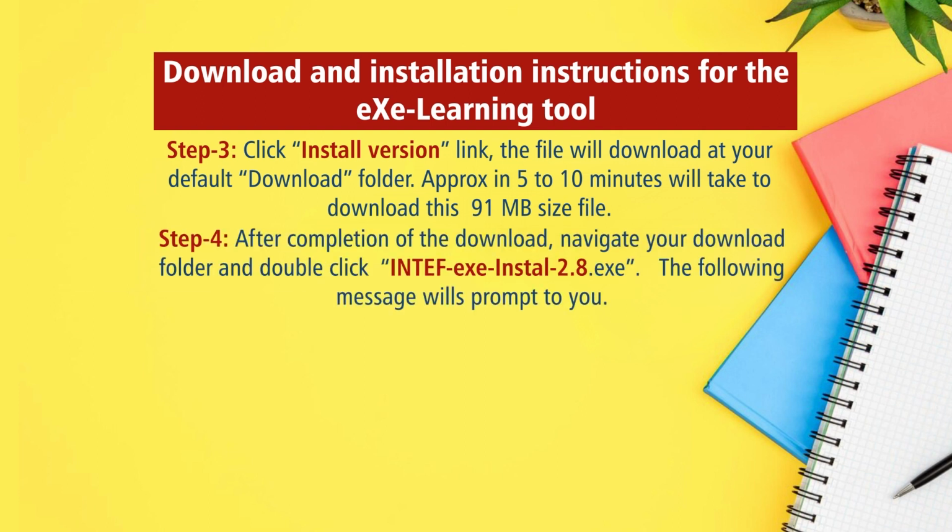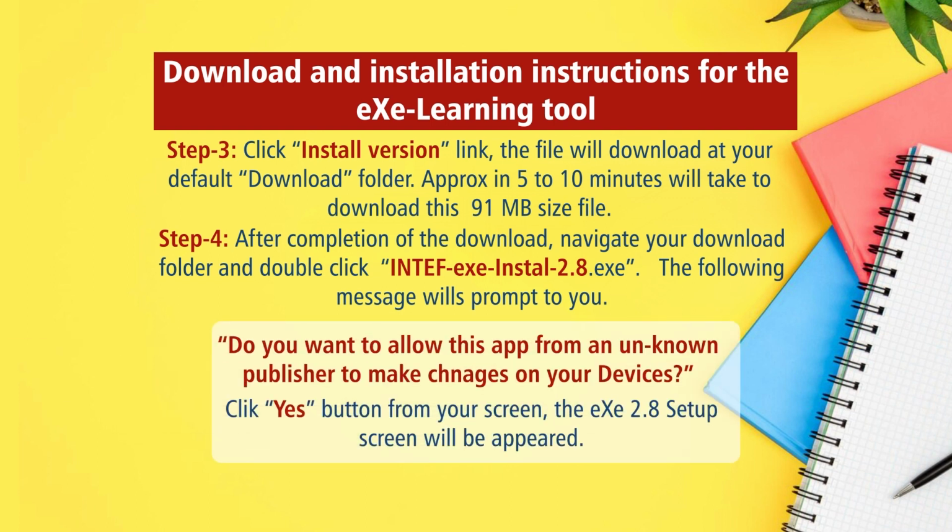After the download completes, you have to navigate to your download folder and double click the exe file you downloaded. The system will pop up: do you want to allow this app from an unknown publisher to make changes on your device? You just click the Yes button on your screen. The eXe 2.0 setup will appear.